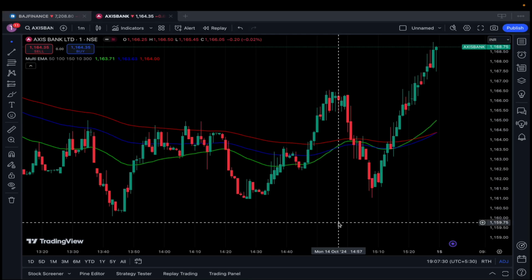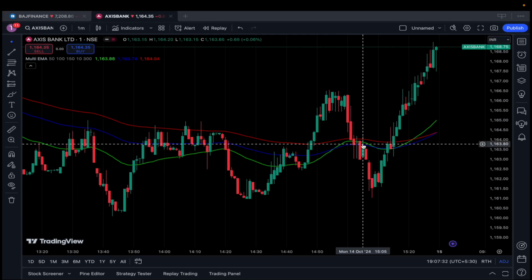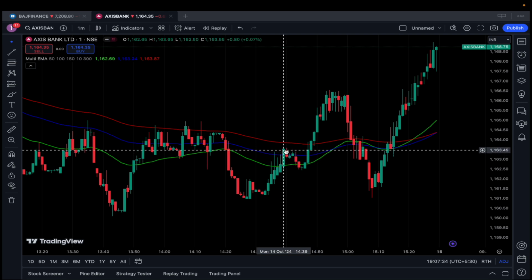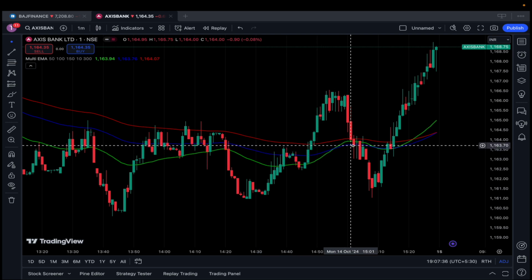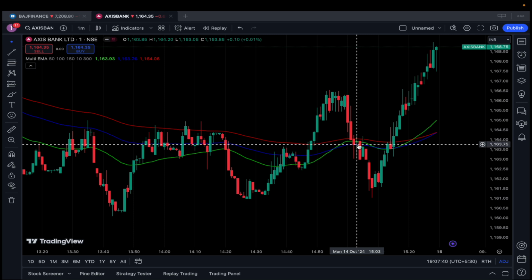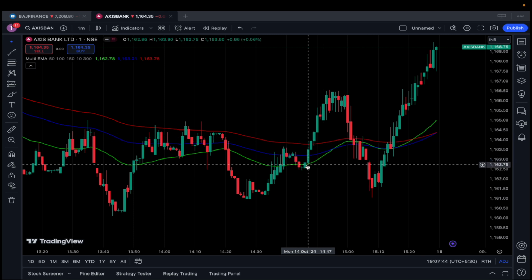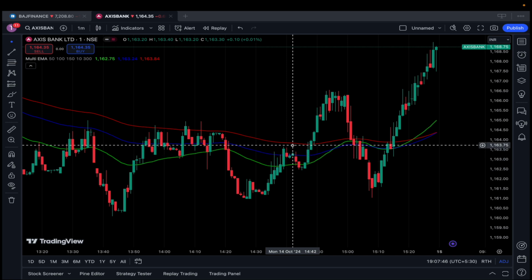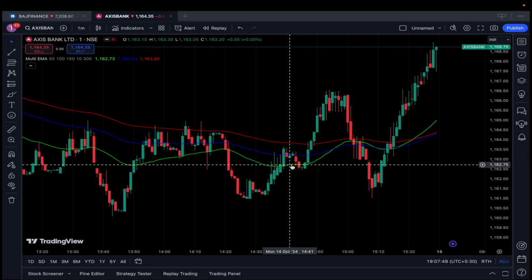Now what exactly do we have to see? We have to see that these three lines are away from each other. Like here you can see these three lines are very close to each other. In this case, our strategy will not work, our condition will not be satisfied. We have to see these three lines away from each other, and we have to see a minimum of 3 candles or a maximum of 4 candles cutting all the 3 EMA lines.